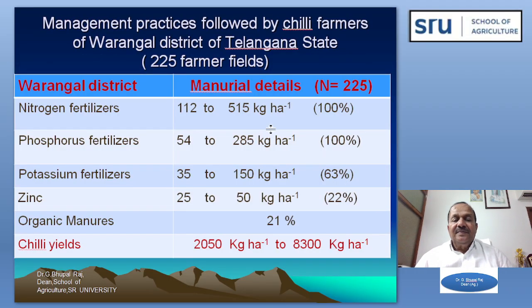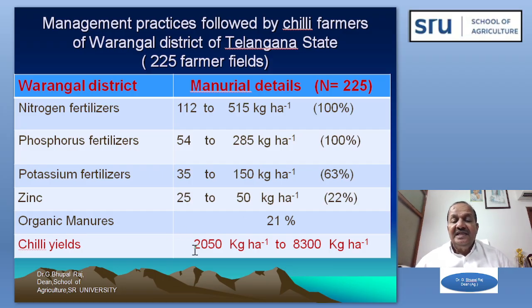These are the fertilizers that farmers commonly use in this area. Nitrogen they apply ranging from 112 to 515 kg per hectare, then phosphorus 54 to 285 kg, potash 35 to 150 kg, zinc 25 to 50 kg. This is the data we have collected from the farmers and tabulated, and these are the ranges. Only 20% of the farmers are applying organic manures. The majority of the farmers are not applying organic manures.